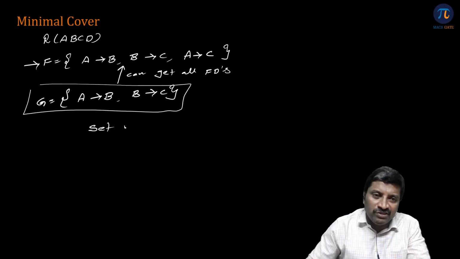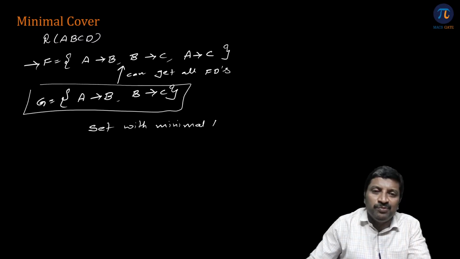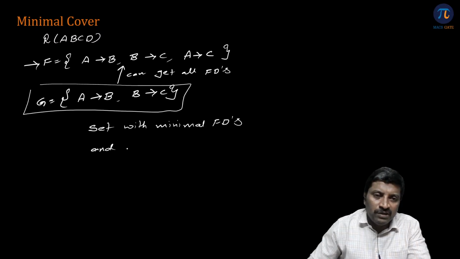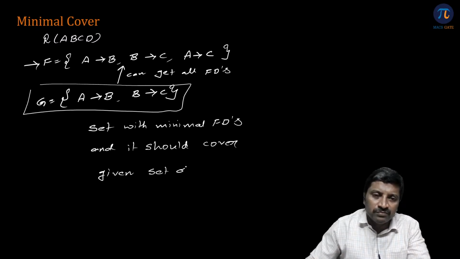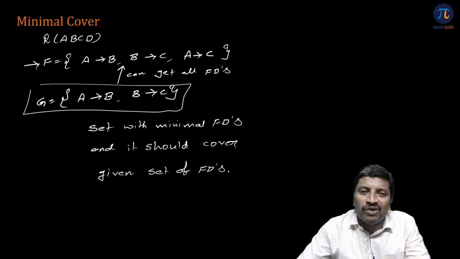So, a set with minimal FDs. Sir, minimal FDs means minimal number of FDs, and it should cover the given set of FDs. Hope you understood what is minimal cover. Now the question is how to find it.